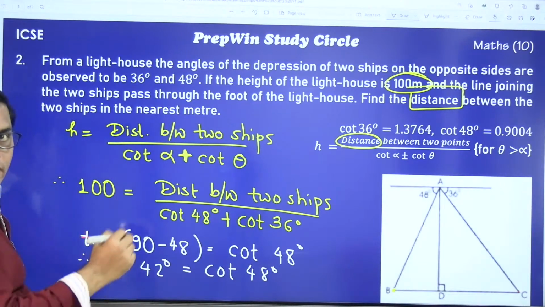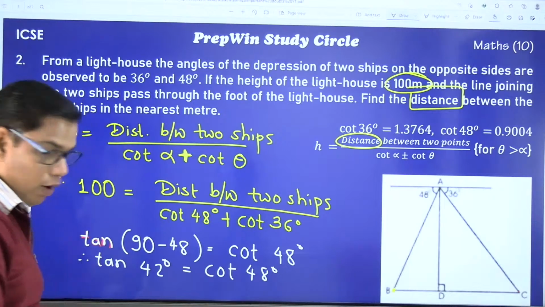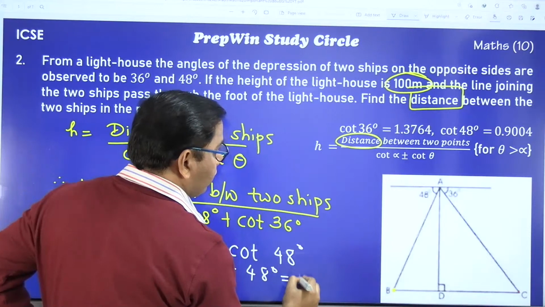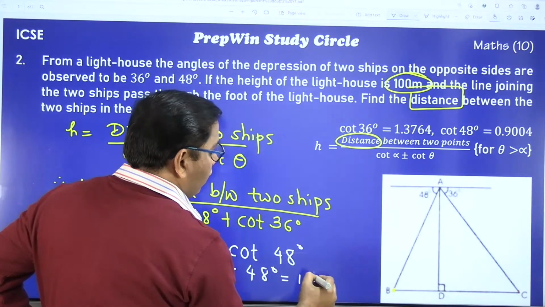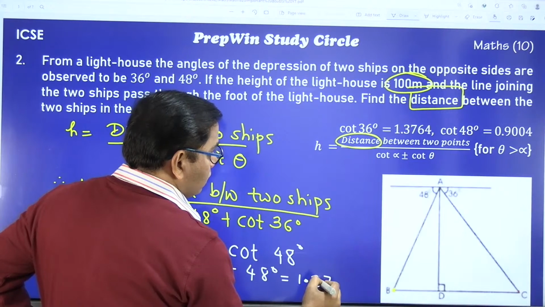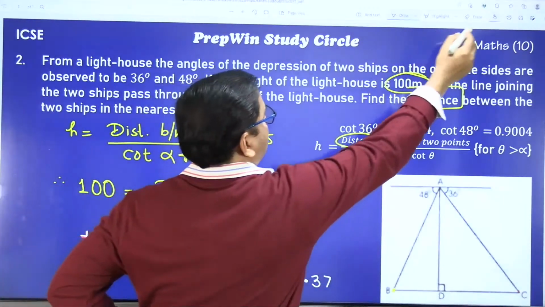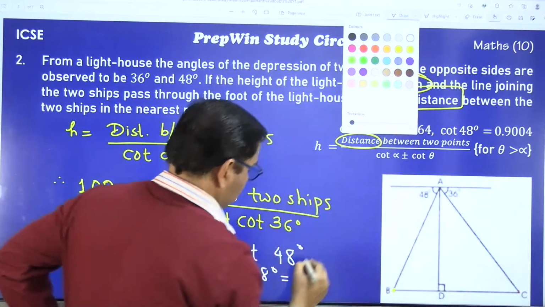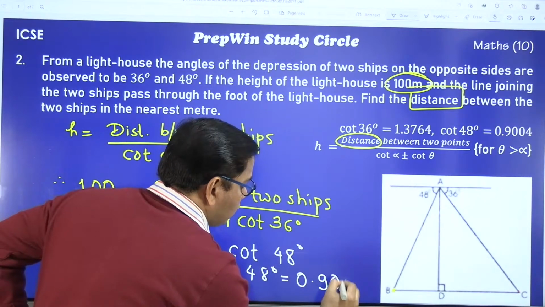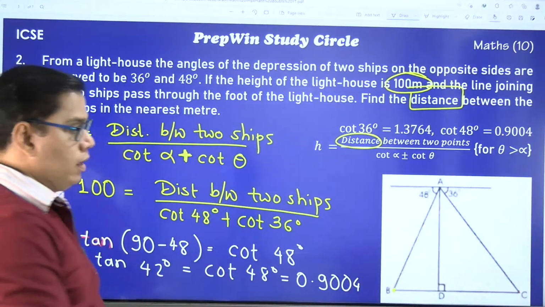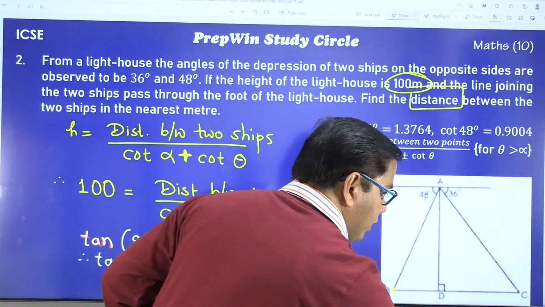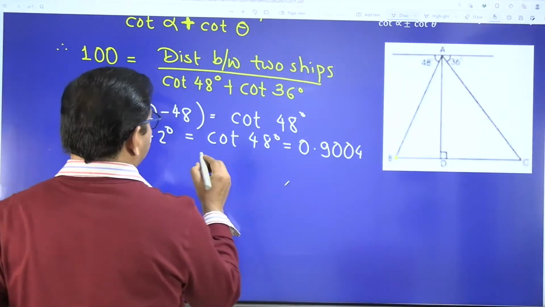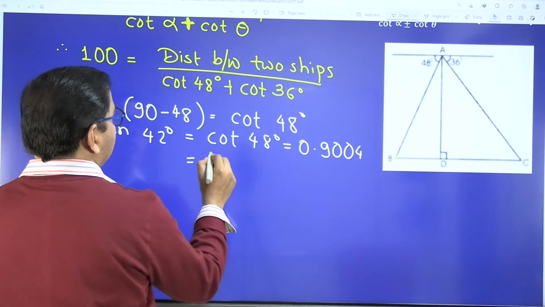So from your log table, if you see the value of tan 42, please check, you will get this value as 0.9004. Am I right? 0.9004. Correct? So you got the value of cot 48.